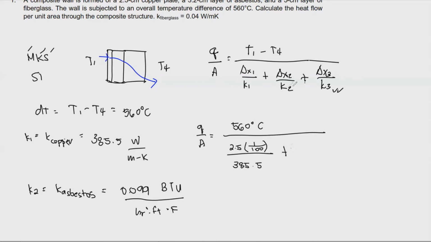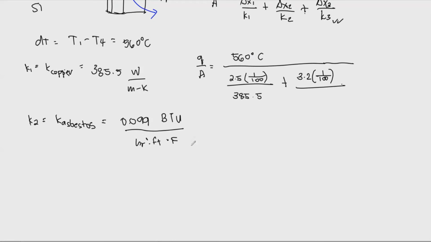So we need to take the second resistance, which is delta X sub 2, that is 3.2 centimeters, and we also need to convert this to meters. So that is 1 over 100, divided by the thermal conductivity of asbestos, which is given in English units. So I'll have a separate computation here so that I can write the converted value for k. With this, let's try to convert it.